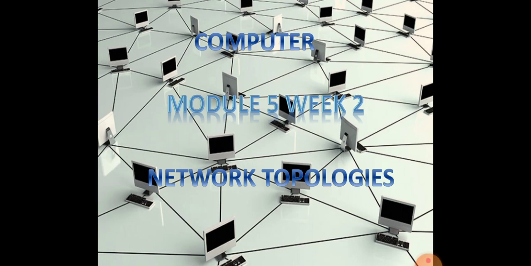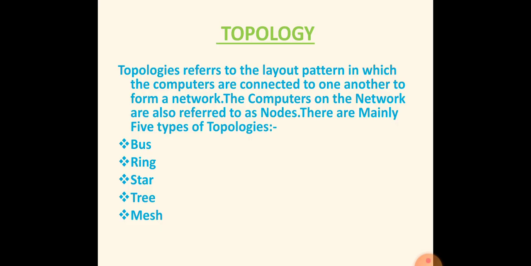Module 5, week 2. So we'll start with the network topologies. We have understood what is a network, what are the advantages of network, what are the types of network. Now we'll start with the network topologies. So topology refers to the layout pattern in which various computers are connected to one another to form a network. The computers on the network are also referred to as nodes.